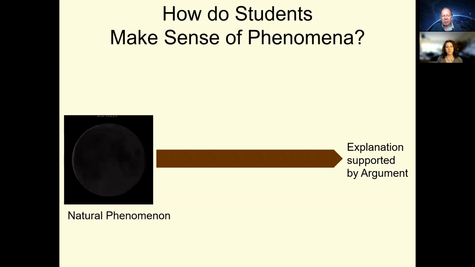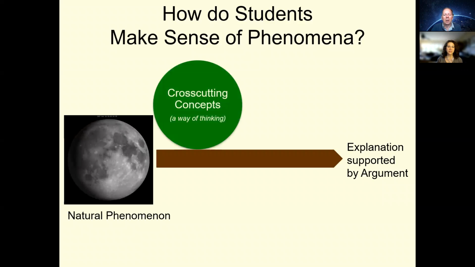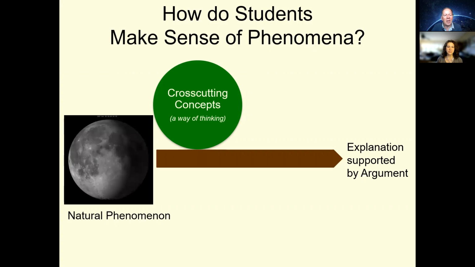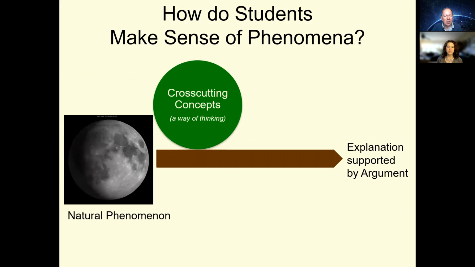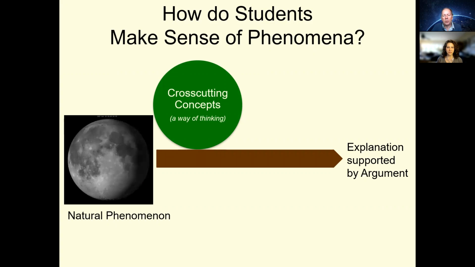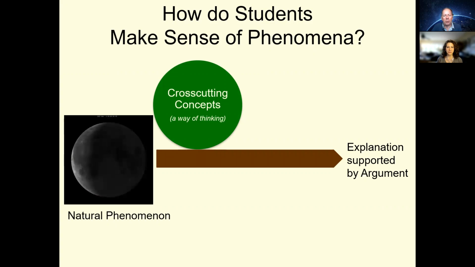So the NGSS is providing 3 tools that students can use. And the first tool are the cross-cutting concepts. And the way I'm thinking about cross-cutting concepts is a way of thinking about the world. So take a moment and think about which cross-cutting concept would you want your students to think about and use to make sense of this phenomenon. And if you like, you can pause the video now.